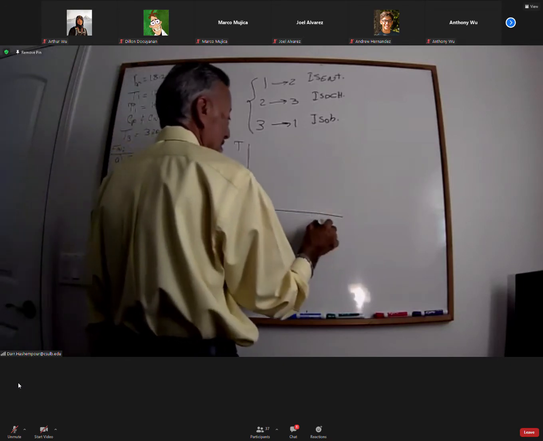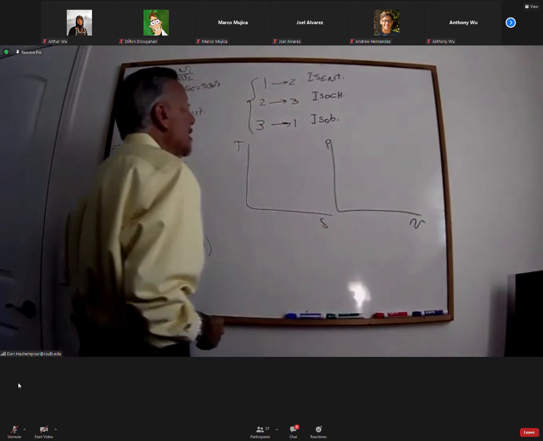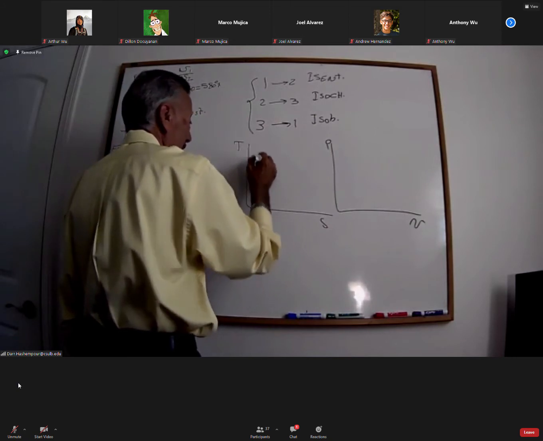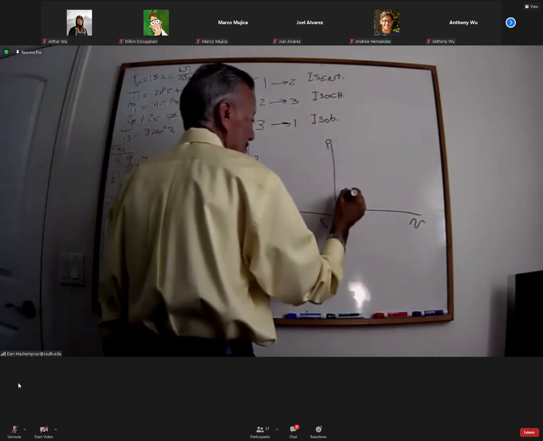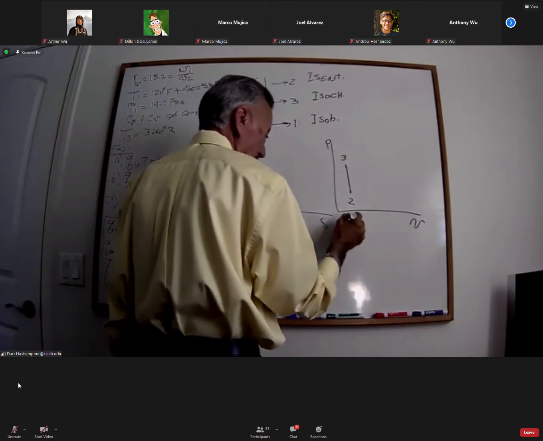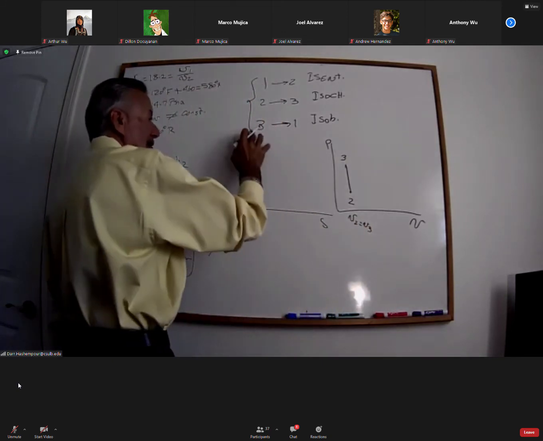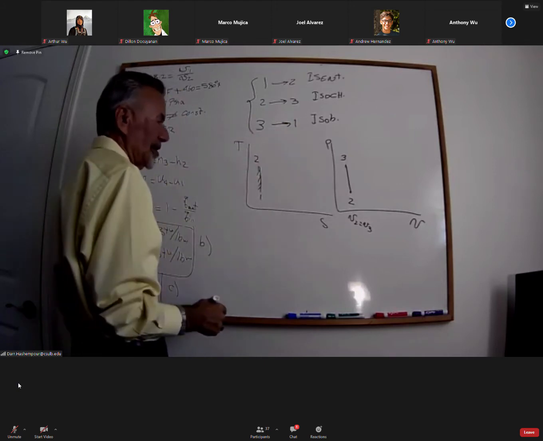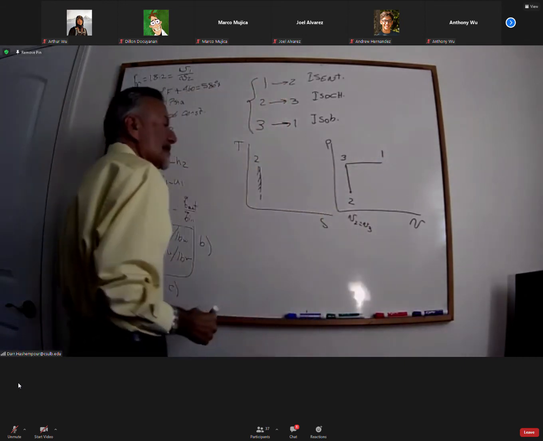That's a TS, and that's a PV. So I look at 1 to 2, isentropic. 1, 2. 2 to 3, isochoric. So that's 2 and 3. That's where V2 is equal to V3. 3 going to 1 is at constant pressure. Constant pressure. So that's 1. So that's what I have.